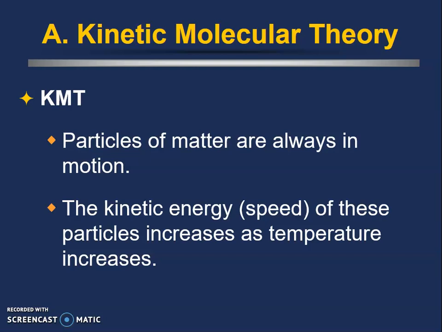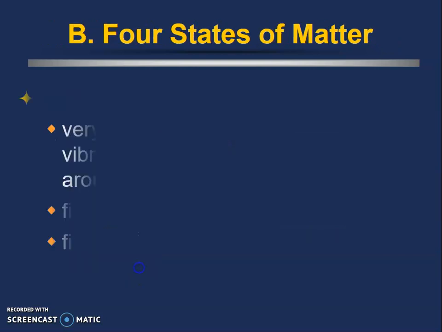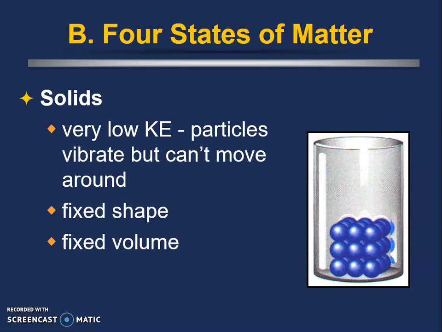The kinetic energy of these particles that make up these objects increases as temperature increases, okay? Kinetic energy is basically the speed at which something is moving. So if it's moving faster, it has more kinetic energy. If it's moving slower, it has less kinetic energy. Temperature is also a type of energy, and so these two correlate together. As temperature increases, it increases the speed of those particles. As temperature decreases, it will decrease the speed of those particles. Okay? So let's talk about the four states of matter.